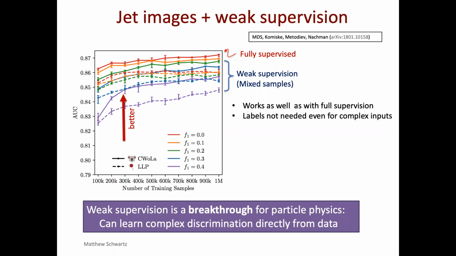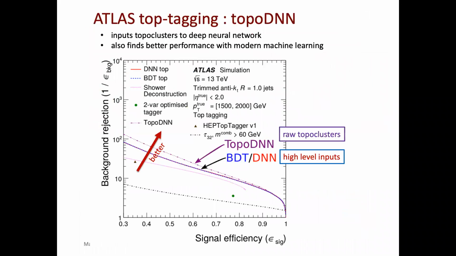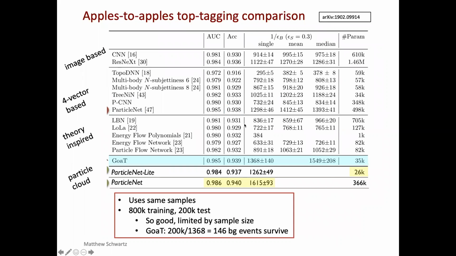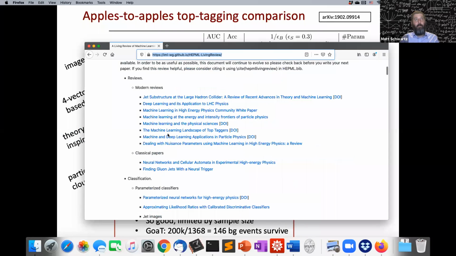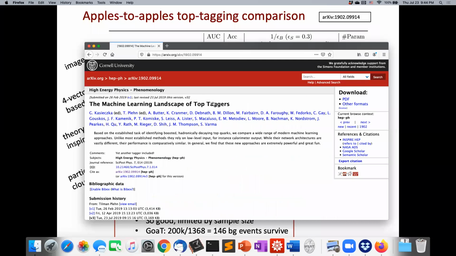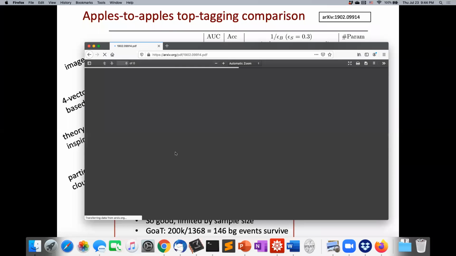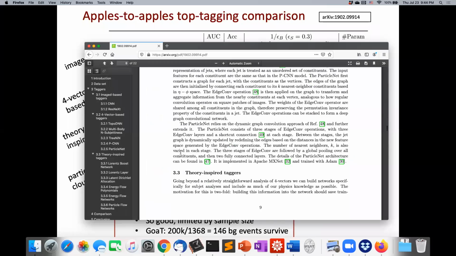Actually, you showed us the top-tagging comparisons. Could you show us again? I didn't understand. So previously you showed some slide for top-tagging comparisons. The top tag comparison, yeah. I can pull up the paper if you want. Top tagging was this. Machine learning landscape of top tagging. Okay. What do you want to know about it?